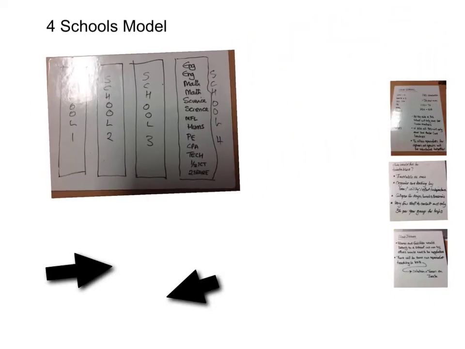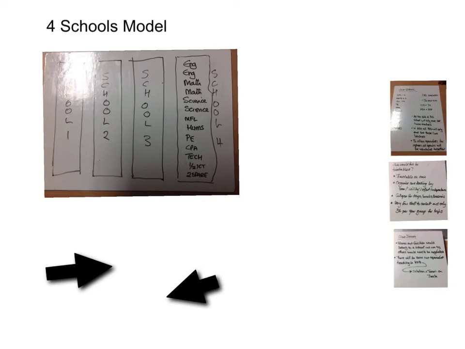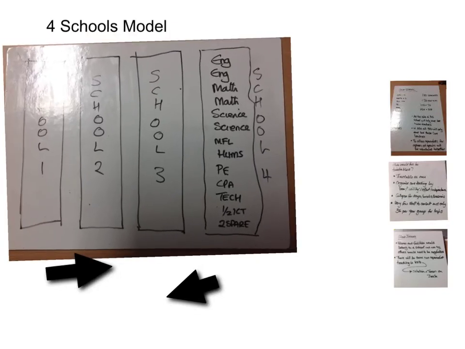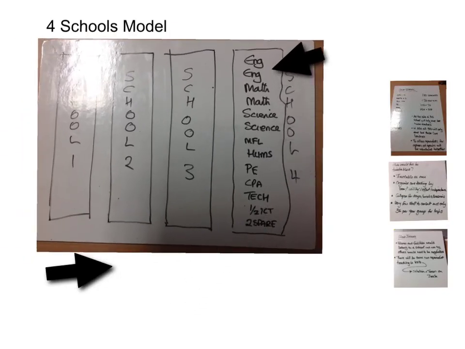We're going to have a look at the 4 schools model of a new curriculum, and the way this will work will be quite simple. We'll split the existing school into 4 separate schools. So each school will have 2 English teachers, 2 maths teachers, 2 science teachers, a modern foreign language teacher, a humanities teacher, PE, CPA, tech, half ICT, and then 2 spare teachers who will come obviously from these faculties.